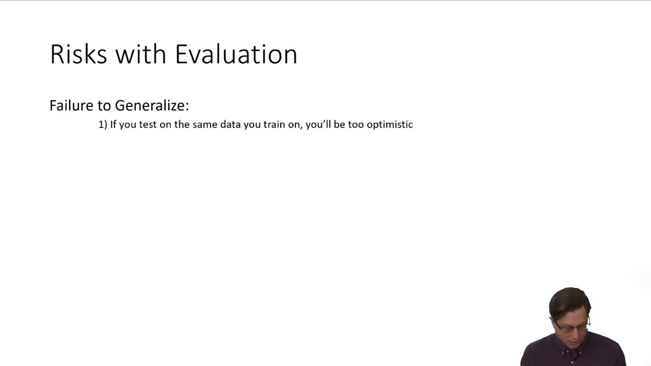Nah, unfortunately, no. The first thing that can go wrong is the failure of the model to generalize. We'll have a lecture on bias variance, overfitting and underfitting. But one important problem is that if you test on the same data you train on, you're going to be too optimistic, because in general, many machine learning algorithms are powerful enough to memorize the data that you give them.